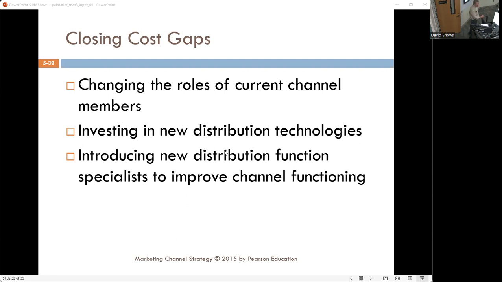This is where online, bill pay, and all of the others are at their really best. The other, finally, is you can introduce a new distribution function specialist. In other words, here we go again. Remember, a specialized channel is a more efficient channel. The more specialists you have in there, the greater the efficiencies you have.